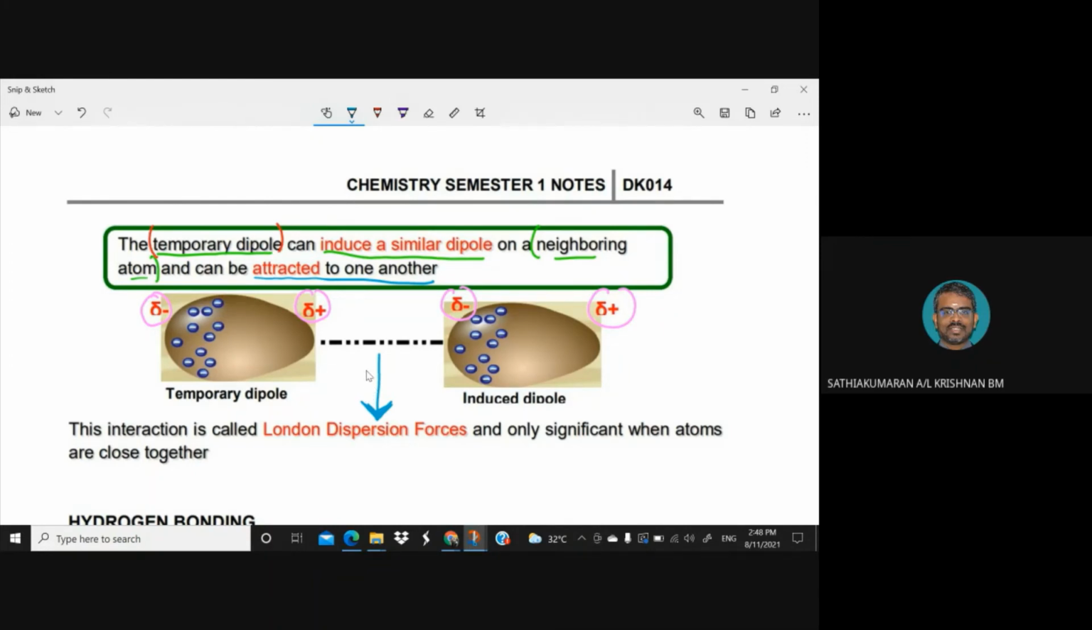Not permanent. Why? Because the electron can start to move around. When it starts to move around, the electron density will change, so the position of the dipole will change. So that's why London dispersion forces are the weakest forces. Why are they the weakest? Because they just form a temporary dipole at any instant.